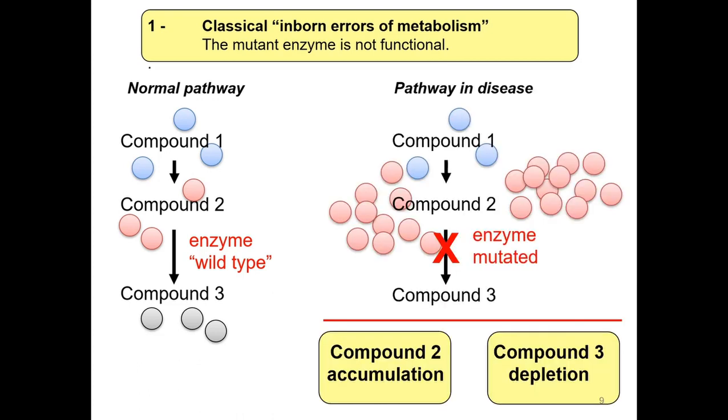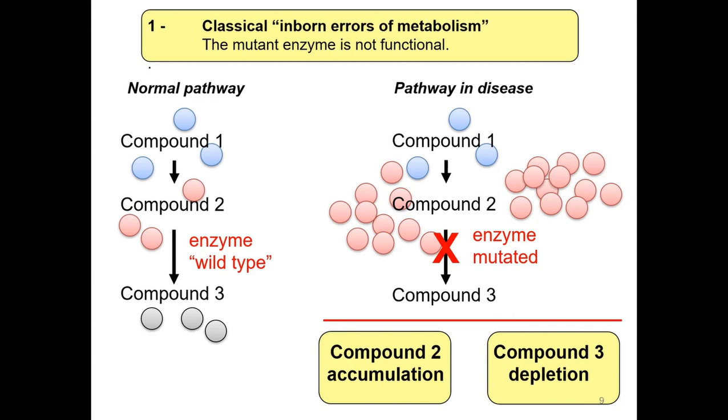Then we add the mutation. And so from the wild type enzyme, we go to the mutated enzyme. And you see compound 1 is transformed into compound 2. But then since there is a mutation in the enzyme and the enzyme isn't active anymore, compound 2 cannot be converted into compound 3. And now you can start to see why we can have a disease in this situation, because we accumulate compound 2 and maybe compound 2 is toxic.